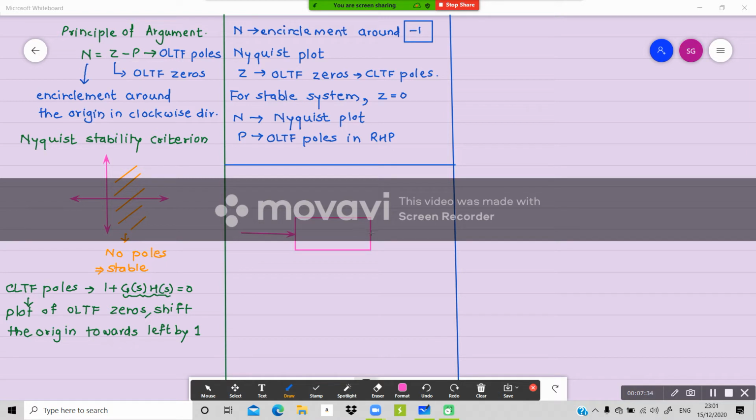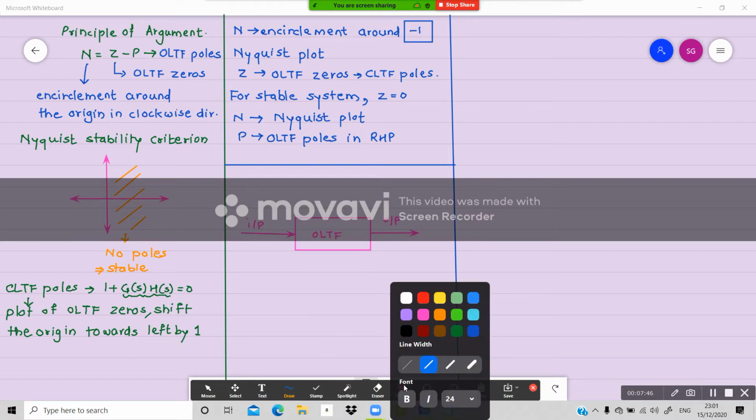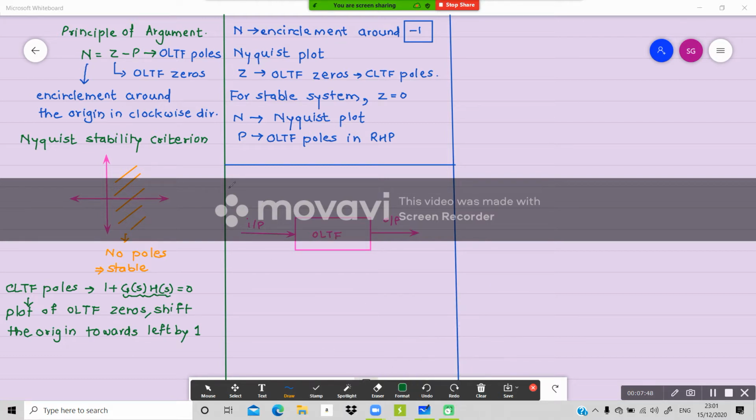you're giving some input and you're getting some output. So I'm writing input, output, and OLTF, open loop system. Keep in your mind these open loop systems are stable systems.